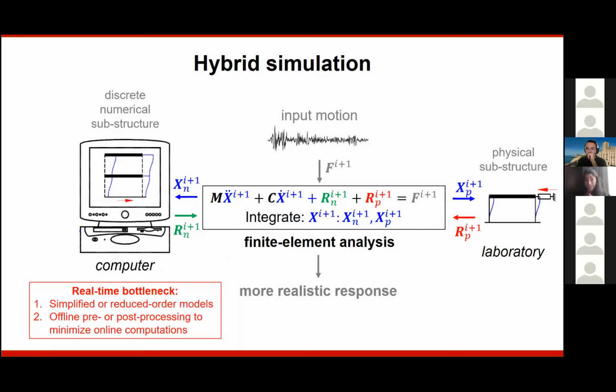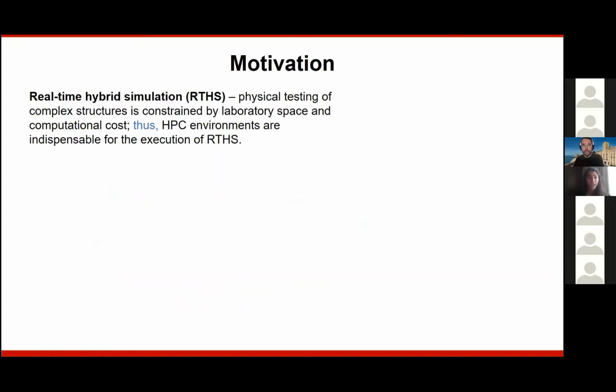But the entire idea of this presentation is how can we approach this numerical portion of the hybrid simulation while still maintaining accuracy, but having a higher fidelity model that's able to keep up with what we're doing in a laboratory setting. And so we have this real-time hybrid simulation. It allows us to have a more realistic representation of complex structures if you're constrained by your laboratory space, but then you also have this computational cost on the numerical side. And so the question is, can we use high performance computing environments to improve that computational part of the hybrid simulation?